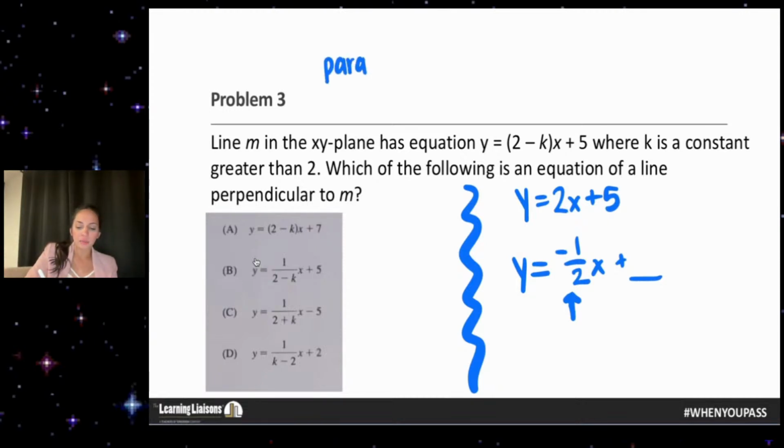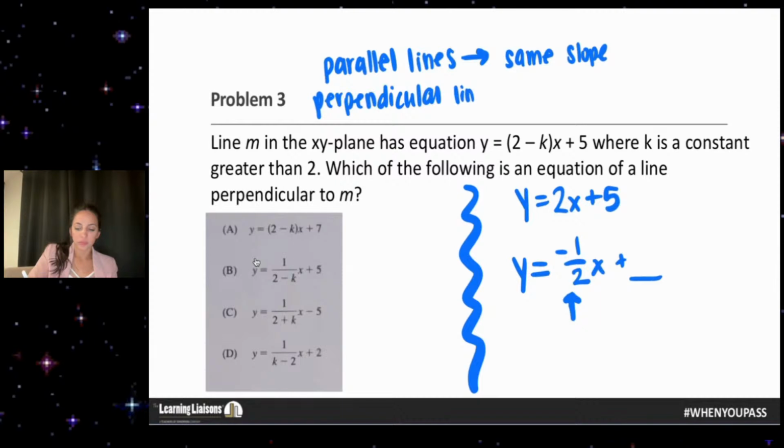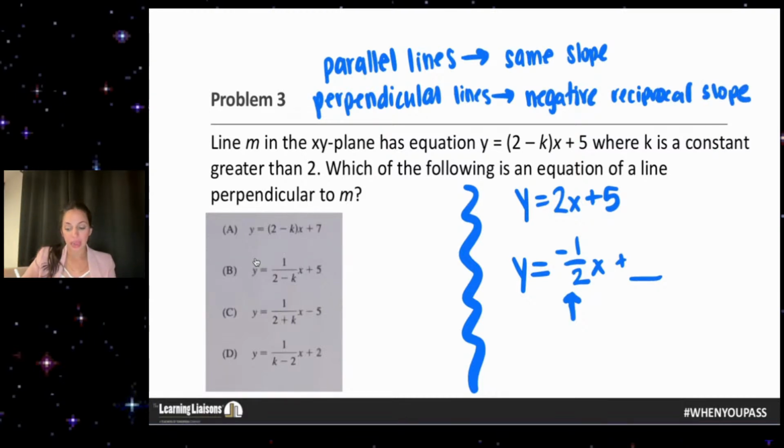Parallel lines have the same slope. Perpendicular lines have a negative reciprocal slope, which means if the slope of line A is A over B, then the slope of line B is negative B over A. That's it. You just flip it and negate it.